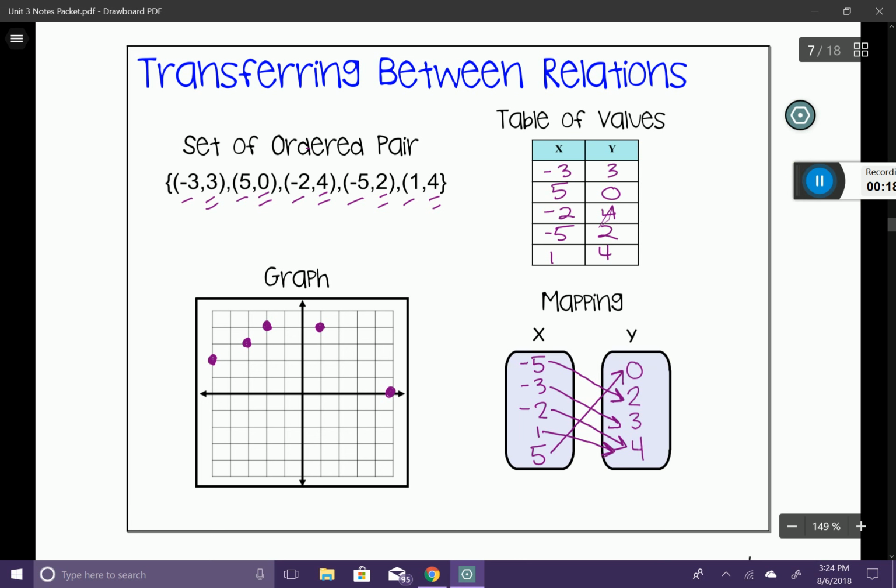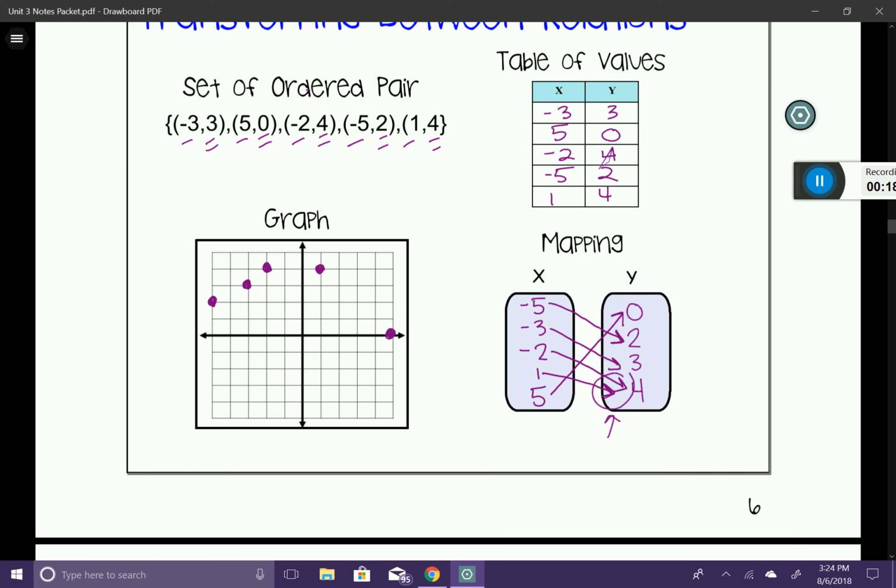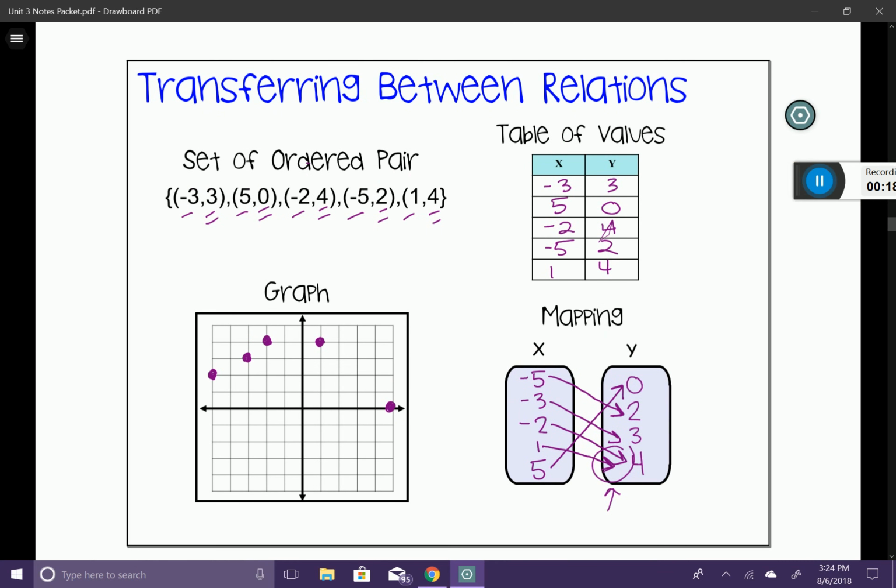Just because those 2 arrows at the bottom are going to 4, it still means it's a function, because remember, it doesn't matter if the y's repeat, it's all about the x's. So this is just a way to take one relation and transfer it between relations. Alright, that brings us to the end of relations and functions.